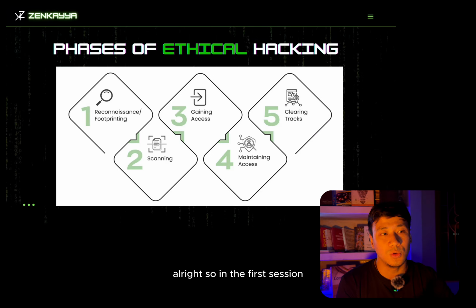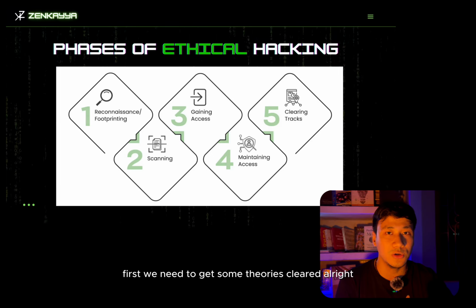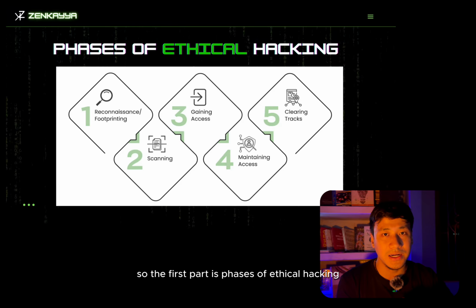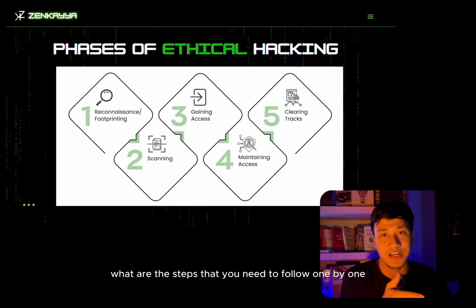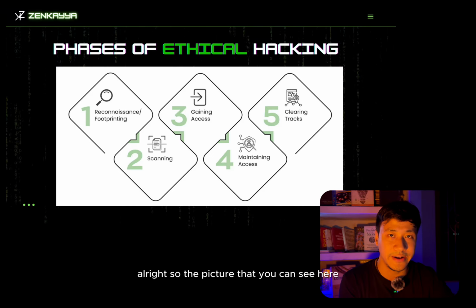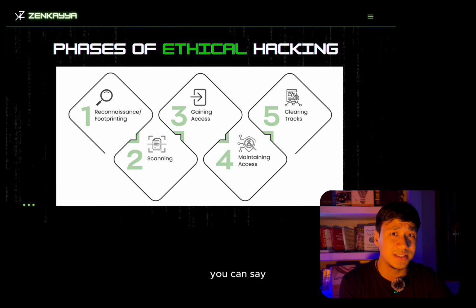All right. So in the first session, before diving into the practical part, first we need to get some theories cleared. So the first part is phases of ethical hacking. Basically, the process of ethical hacking. What are the steps that you need to follow one by one? All right. So the picture that you can see here, there are 5 steps or processes, you can say.